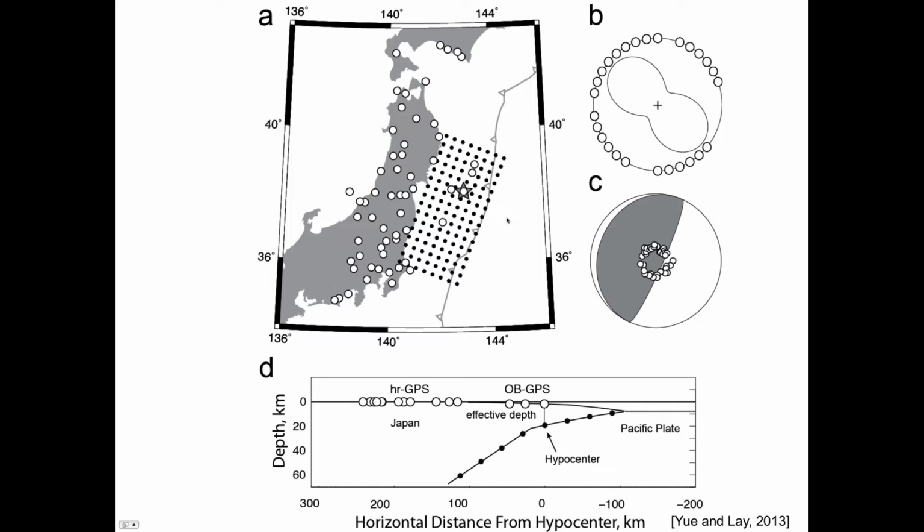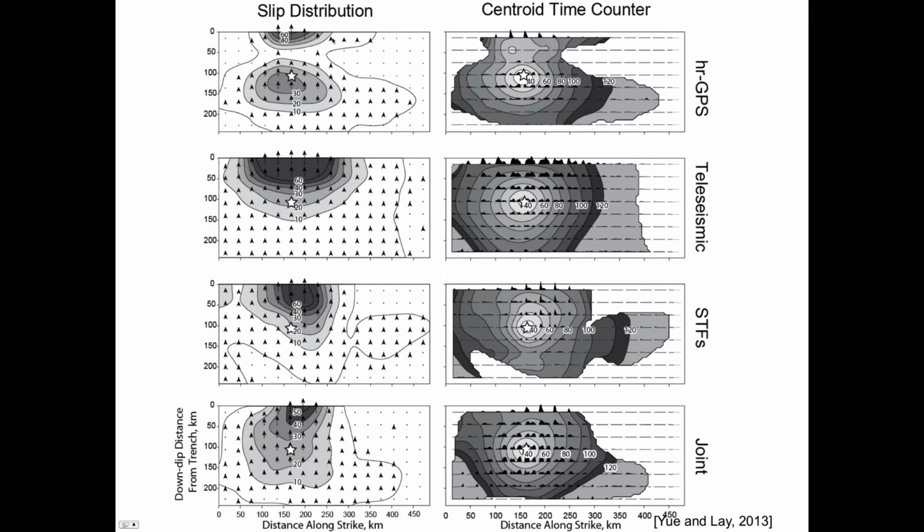So an example for the Tohoku earthquake, here we put in high rate GPS stations, seismic surface wave observations, seismic body wave observations, and invert them together. If you invert them separately, you get different models. This is slip distribution from high rate GPS, from just seismic. So this looks like the models we were showing before. This is from the surface waves. It's sort of a little bit more spatial resolution than the body waves in this case.